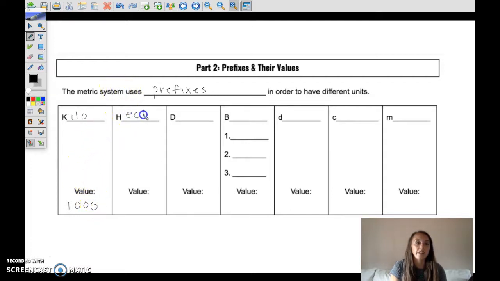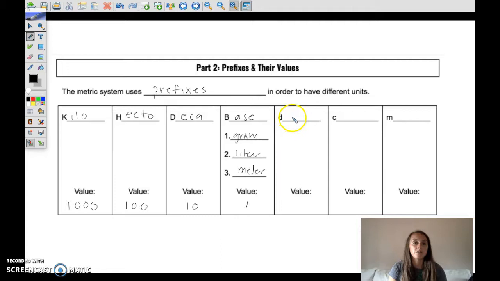H stands for hecto, which represents 100. D stands for deca, which represents 10. B is our base unit, the ones we learned above: gram, liter, and meter. And I'm not sure if you've noticed, but we've actually been taking off a 0. So we've been moving 1 decimal place to the left. So the base unit's value is just 1.